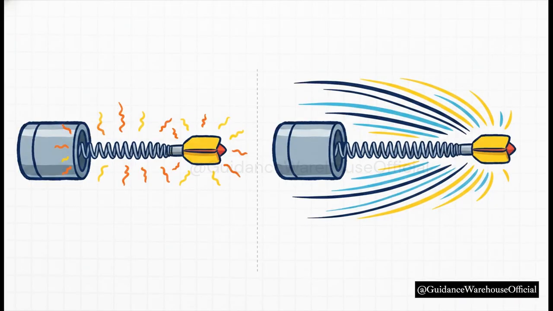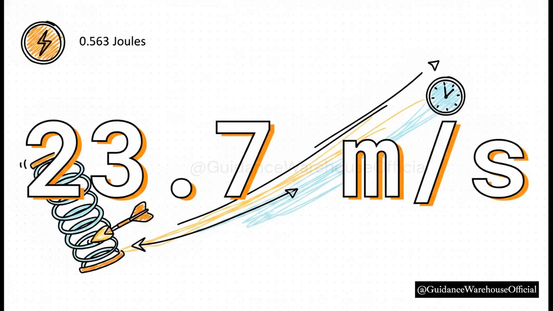Here's the cool part. When the gun is fired, if we neglect friction, all of that stored potential energy converts entirely into kinetic energy. The tension stored in the spring literally becomes the motion energy of the dart. If we set our 0.563 joules equal to the kinetic energy formula for a 2-gram dart, the math tells us that the dart would be ejected at a highly impressive speed of 23.7 meters per second. That's over 80 kilometers per hour, generated entirely by a perfectly calculated little mechanical spring.